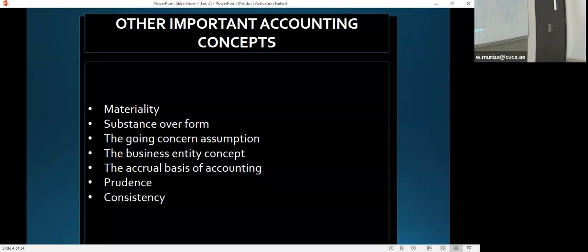Go through the slide once again. You ask yourself whether you are cleared of all the principles, of all the concepts.